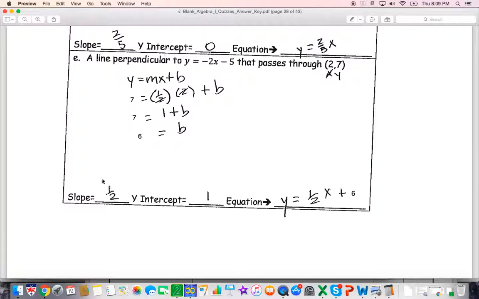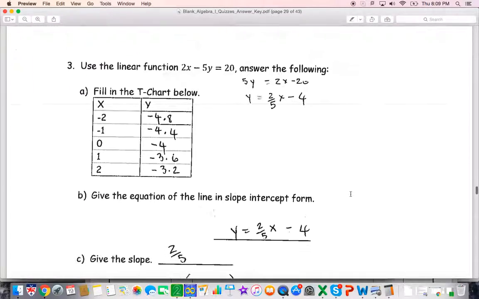So now, remember that our slope is 1/2. We figured that out earlier. And this is absolutely incorrect. The y-intercept is 6. It is not 1. That was from an earlier error that I forgot to fix. So the y-intercept is 6. And so the equation of our line is y equals 1/2 x plus 6. All right, let's keep going.